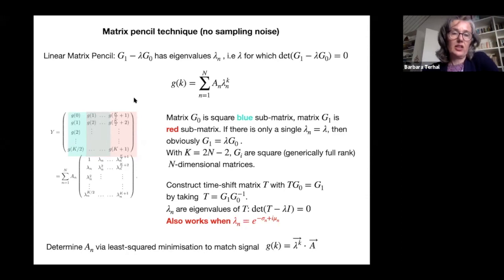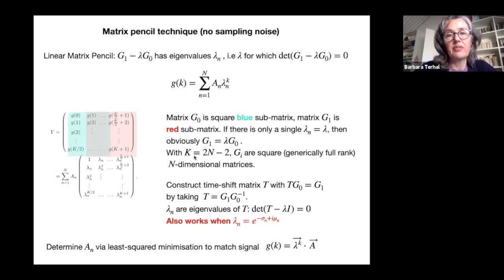Okay, to understand what's going on, G of k is just a linear combination of these things, so I can write this matrix Y as a sum over n of a_n times this matrix. Now you can see that if there's only one eigenvalue, so only one n for which this is non-zero, then you get the second column by multiplying the first column with lambda. So you get the matrix G1 by multiplying the matrix G0 by lambda. If you plug that in here, you see that lambda is an eigenvalue. That's the idea.